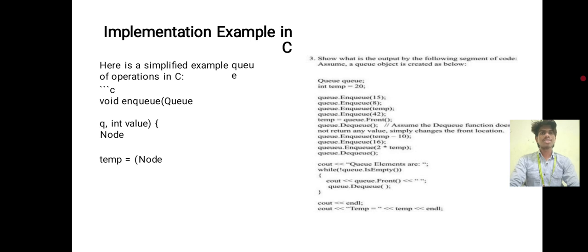Implementation example in C. Here is a simplified example of queue operation in C. Void enqueue, queue, int value. In braces, node temp is equal to node. You can see in the picture the example program. Dequeue operation and enqueue operation are there.